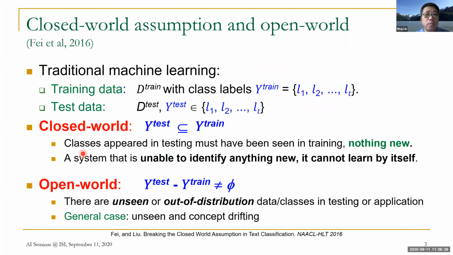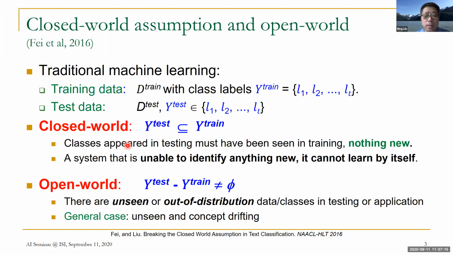Let me first define what we mean by closed world assumption. This is just a very simple definition. In traditional machine learning, we have the training data, we have the test data, and we have the training classes, the labels L1 to LT. And the test also has pretty much the same set of labels. Of course, it doesn't have exactly the same set of labels, but the test labels have to be a subset of the training labels. So this basically says nothing new happens.